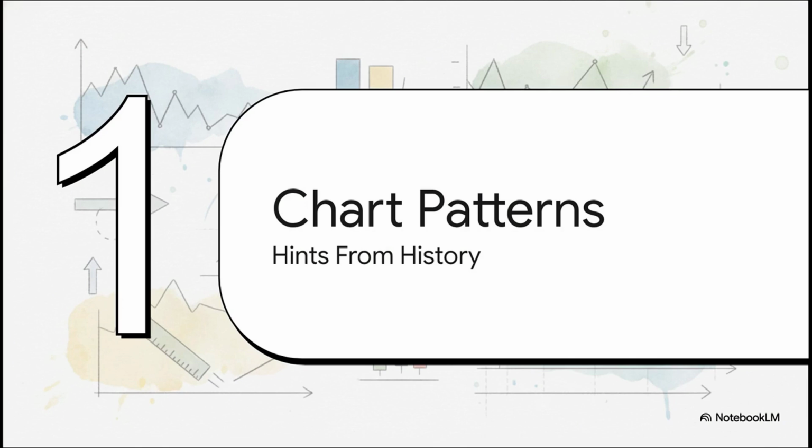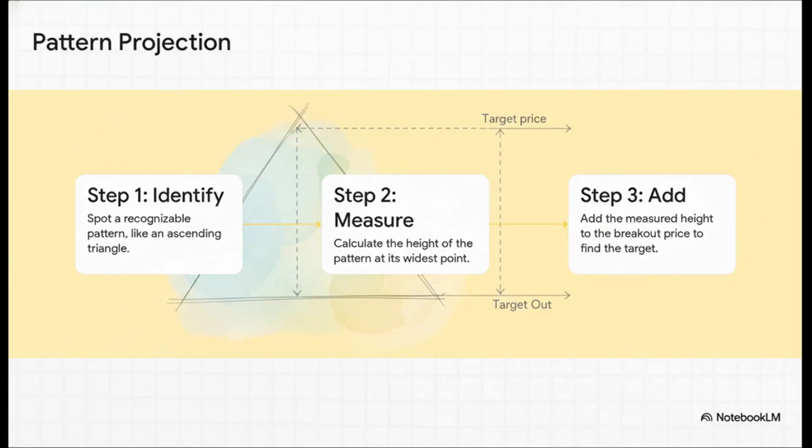Okay, so Fibonacci's all about those math ratios. But our second method actually uses the stock's own recent behavior. Yeah, we're talking about projecting targets using chart patterns. It's another super common way traders try to figure out where a stock is headed. And the great thing about this method is just how simple it is. Seriously, it's just 3 steps.